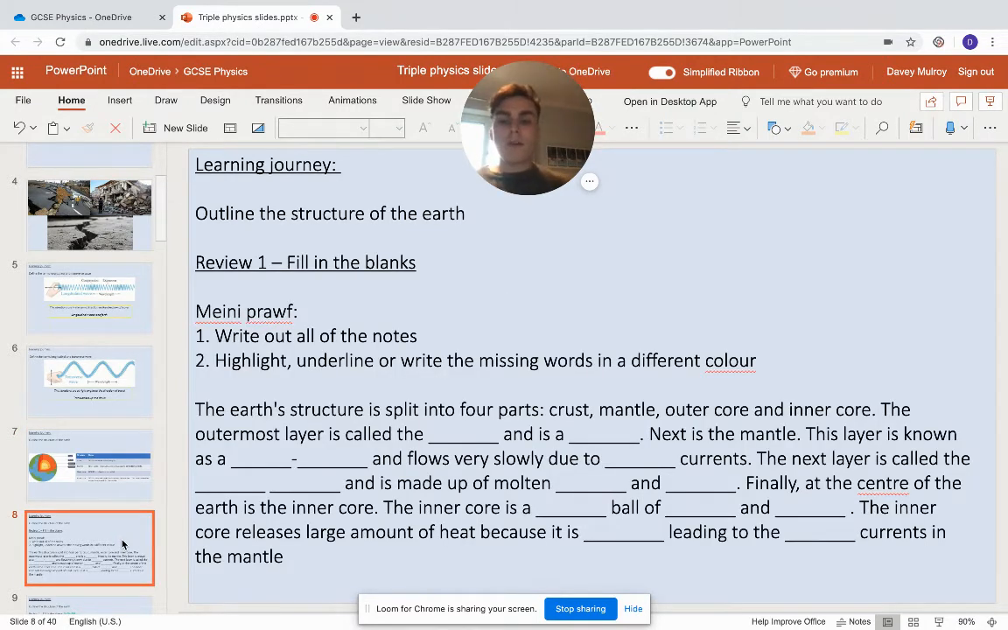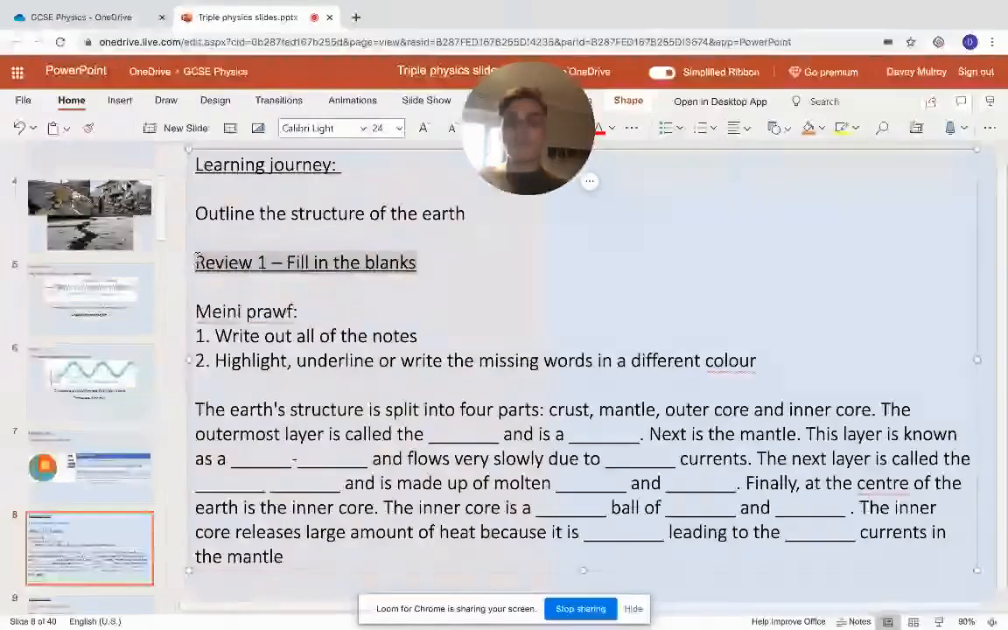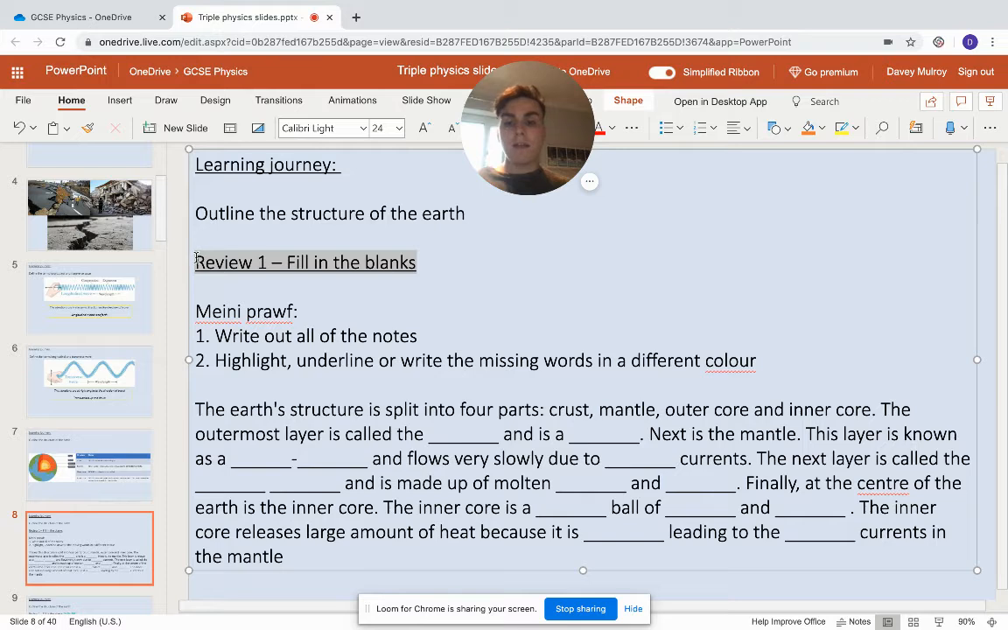Now, our first review activity is we're going to fill in the blanks, and this is about outlining the structure of the Earth. First thing I need you to do is put the subtitle, Review 1, and fill in the blanks. I'm going to give you time to do that now.